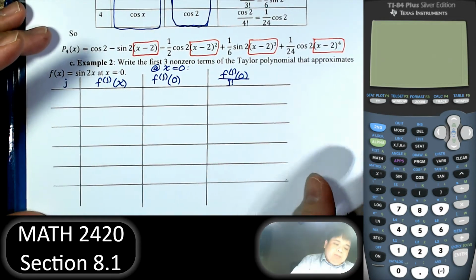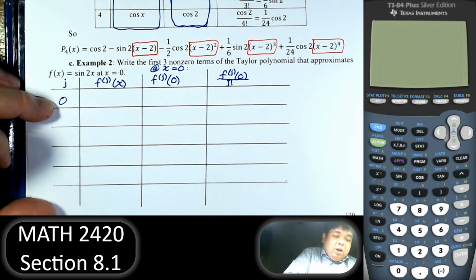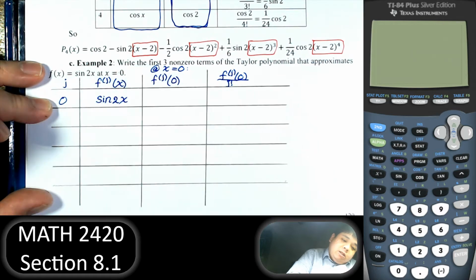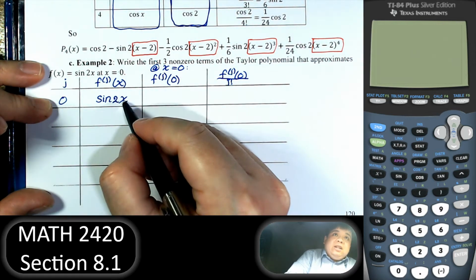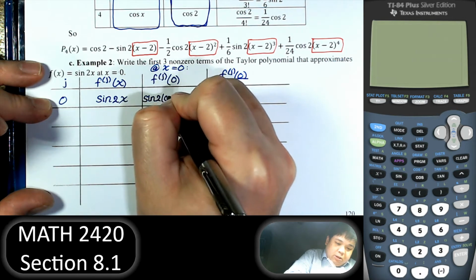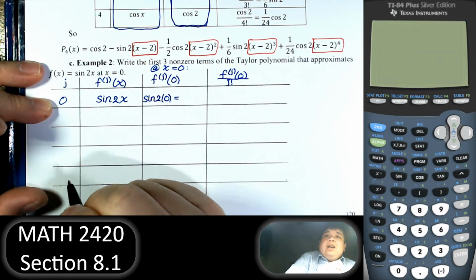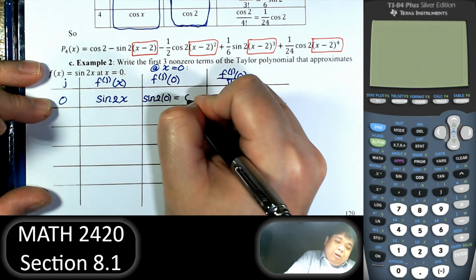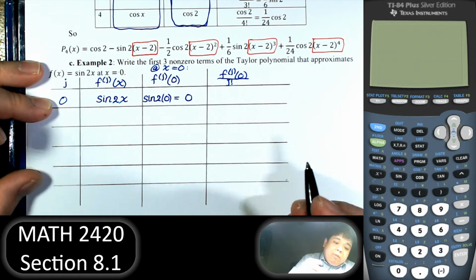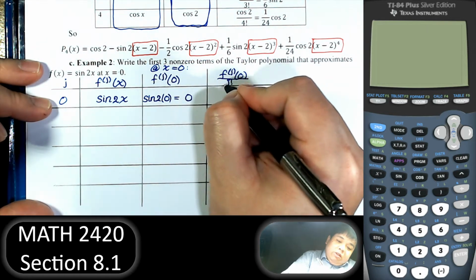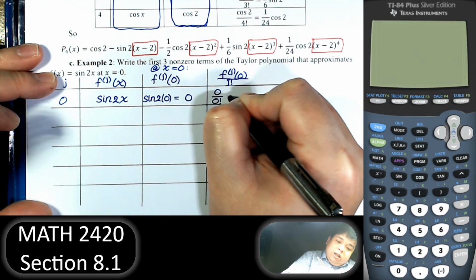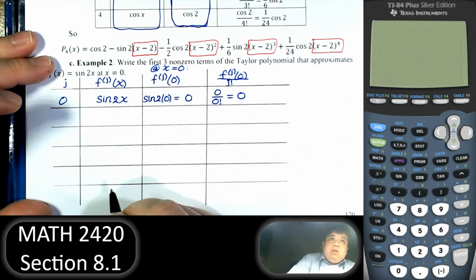Right, let's go. When j equals 0, we have the function sine of 2x, and we put 0 in it. Sine of 2 times 0 gives us sine of 0, which is 0. That means we're going to need a few more terms, because we want the first 3 non-zero terms. Then we divide by 0 factorial. 0 divided by 0 factorial is still 0. So the first one is 0.